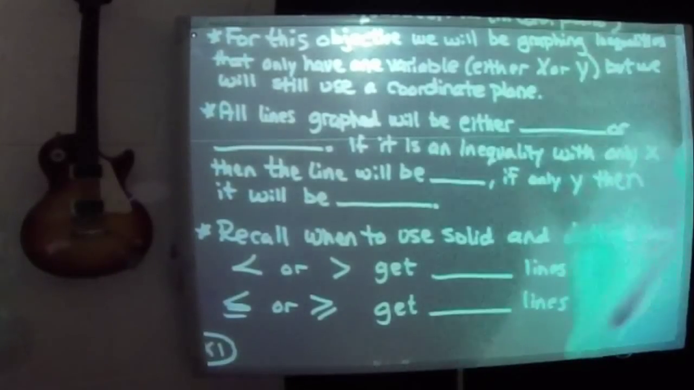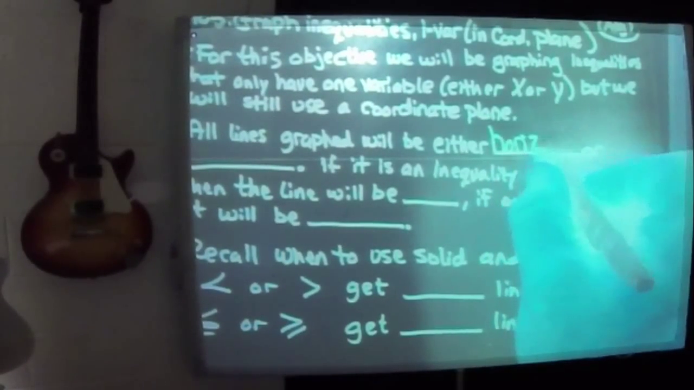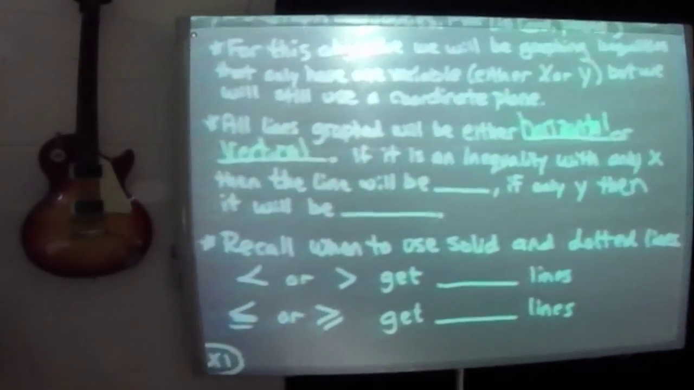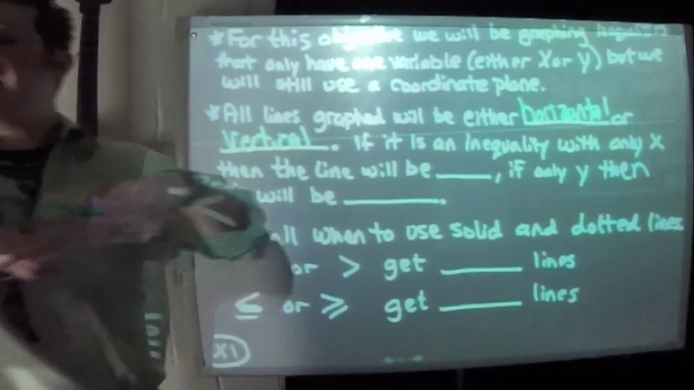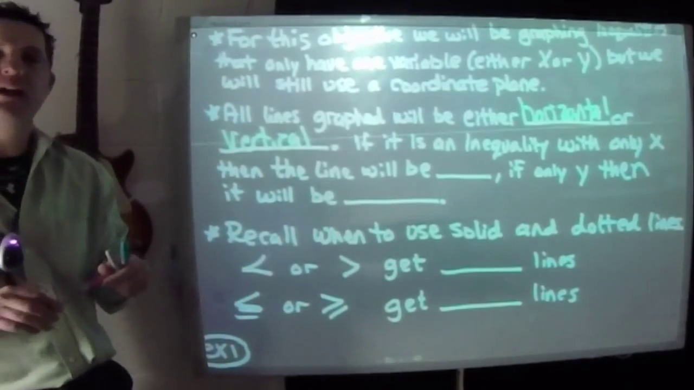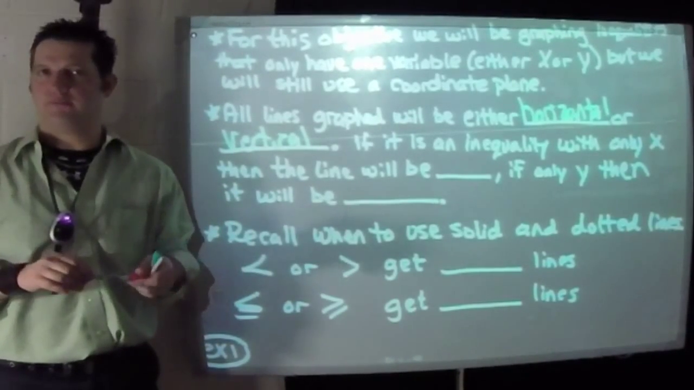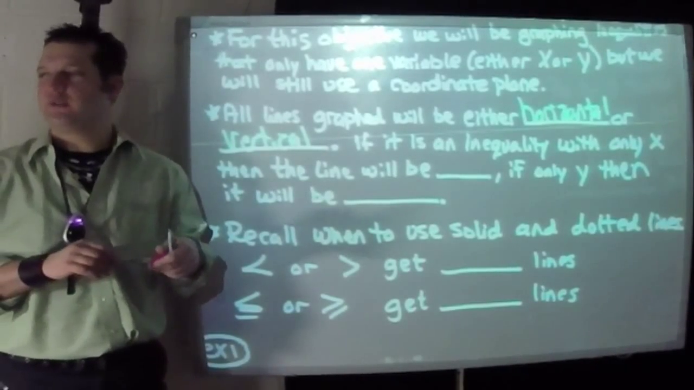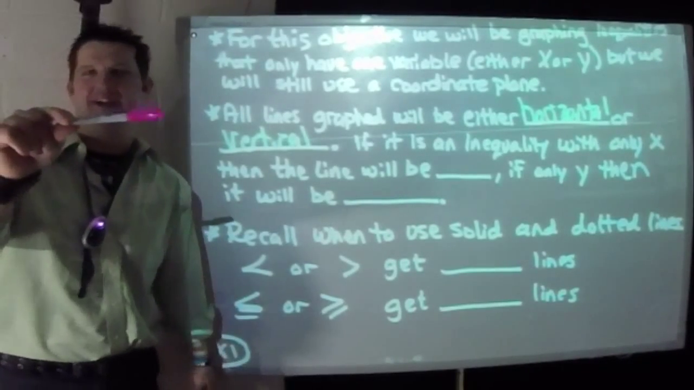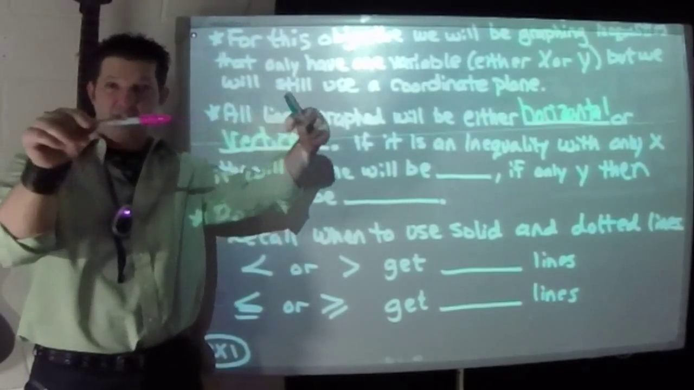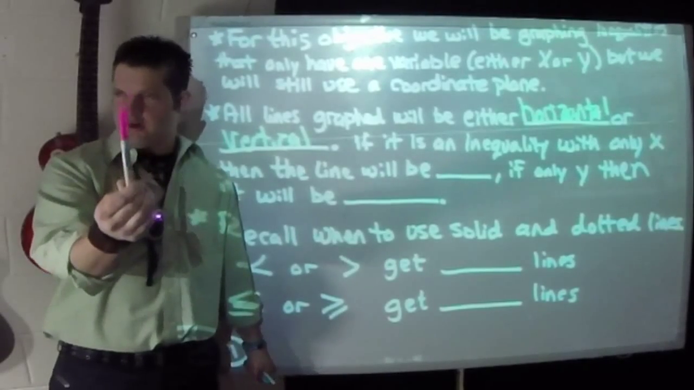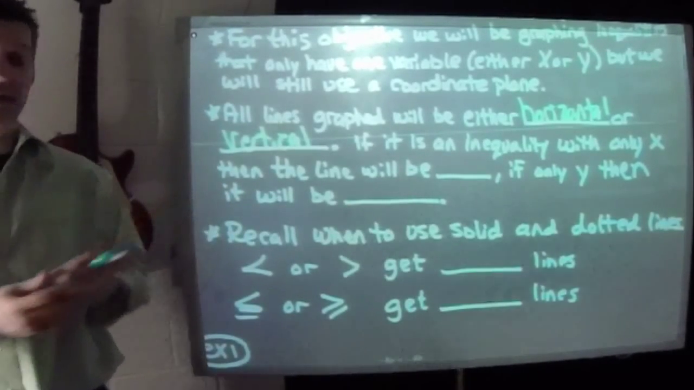All graph lines will either be horizontal or vertical. Now think about it. When you graph lines, not inequalities, and they just say y equals a number, y equals 3, is that horizontal or vertical? Y equals 3. Y equals 5. It's horizontal, flat. So if you have y equals, it's flat. That's the same as what the inequalities are going to do. If you have just x, it's vertical.